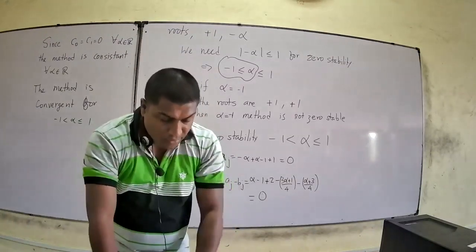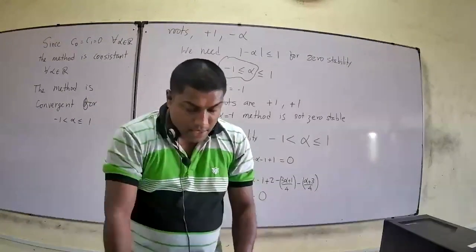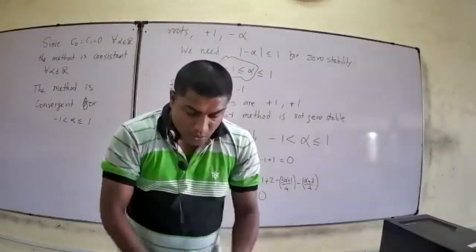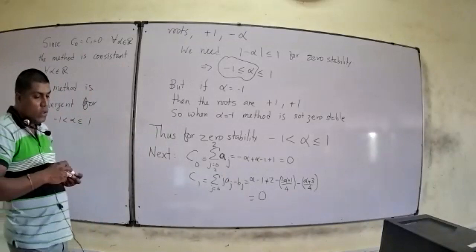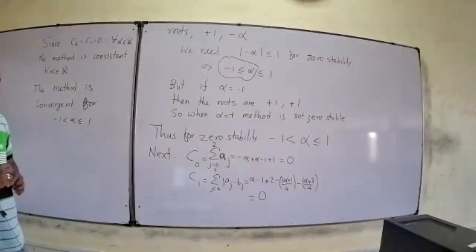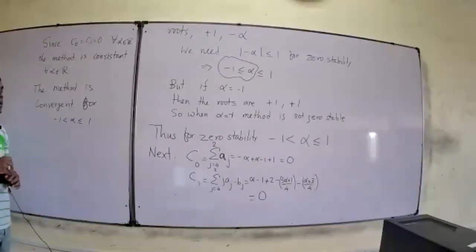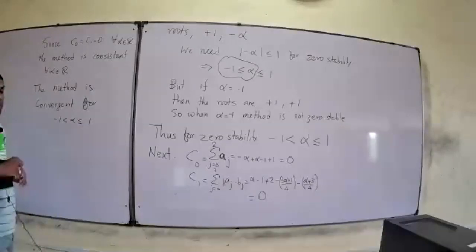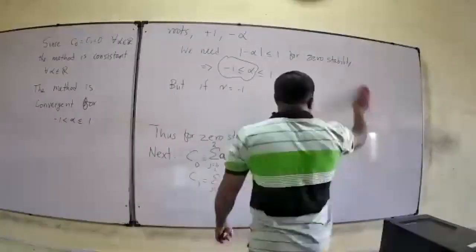Okay, so that's what we talked about in the last class, right? So that is about the order of the method and the consistency, convergence and zero stability. So now we have to talk about another type of stability, right? So this is zero stability. So this has a special name, zero stability. Like that, we are going to define something called absolute stability today, right? And then we are going to see the conditions for the absolute stability.